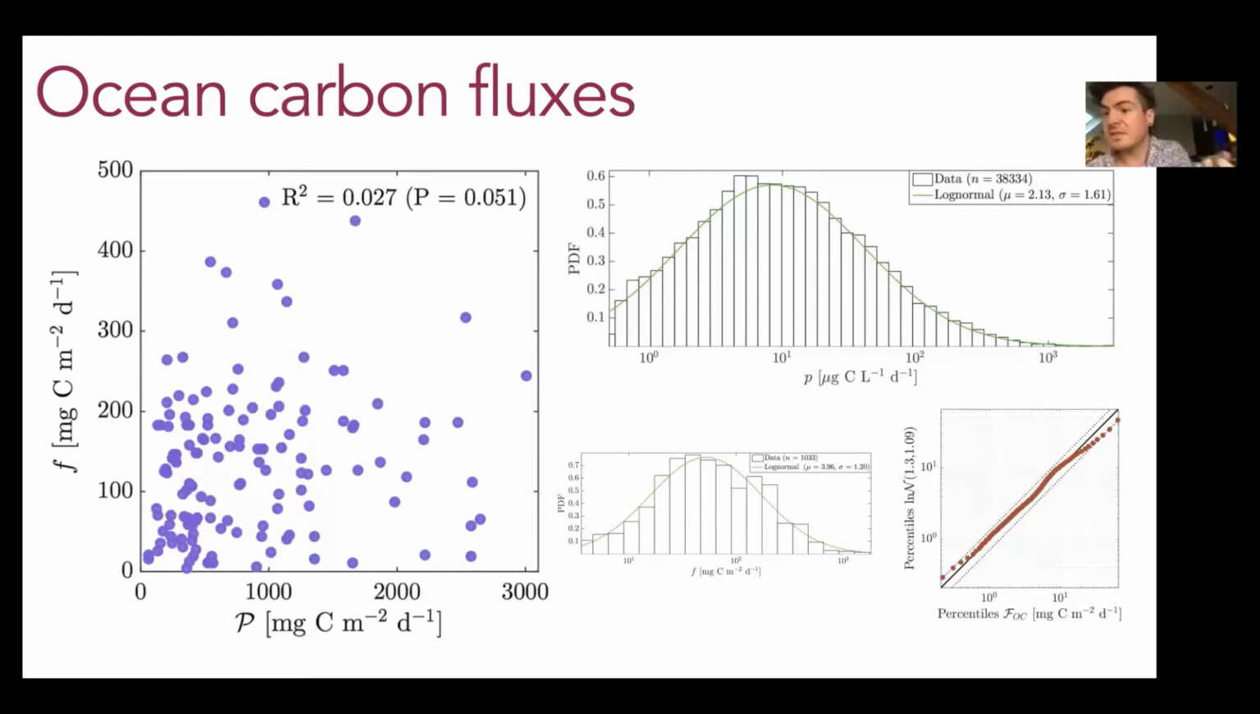And this can help us explain why maybe we see a mismatch in observations between flux and production measurements locally, because if we think about this as driven by randomness, then it shouldn't be that the individual measurements are related. It should be that the distributions are related on a larger scale.